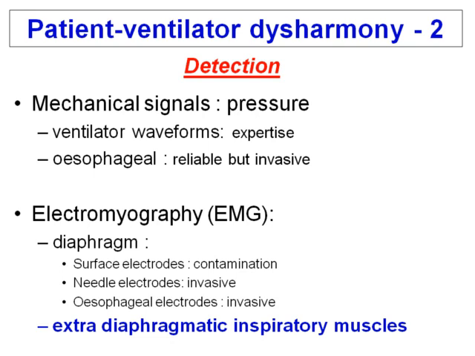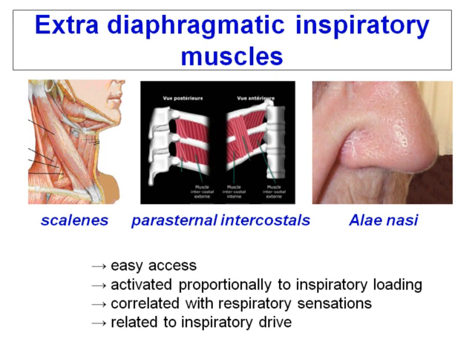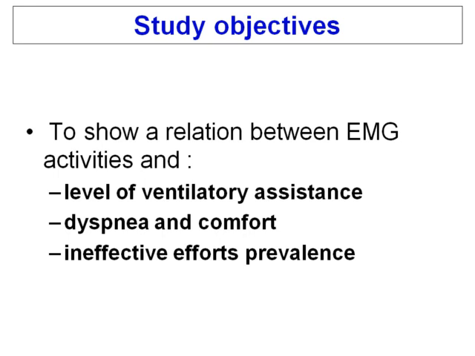There is a place for using extradiaphragmatic inspiratory muscles to detect patient-ventilator disharmony. So there are three candidates. We chose to use the scalene, the parasternal intercostal, and the alae nasi because these three muscles have easy access. We know from healthy subjects in non-invasive ventilation that they are activated proportionally to inspiratory loading. They are correlated with respiratory sensation, and also related to inspiratory drive. So the objective of our study was to show a relation between EMG activities of these three muscles and level of ventilatory assistance, dyspnea and comfort, and ineffective effort prevalence.